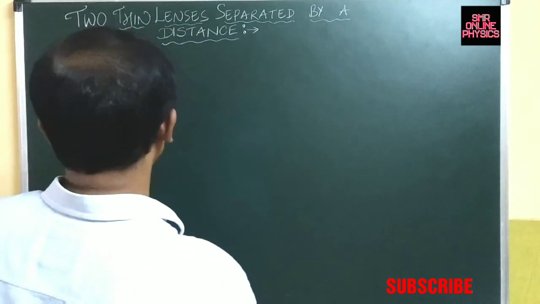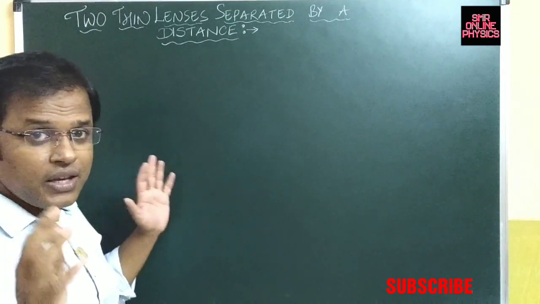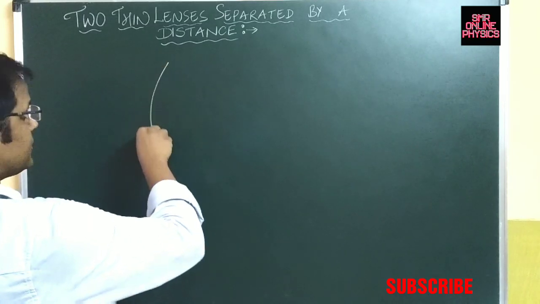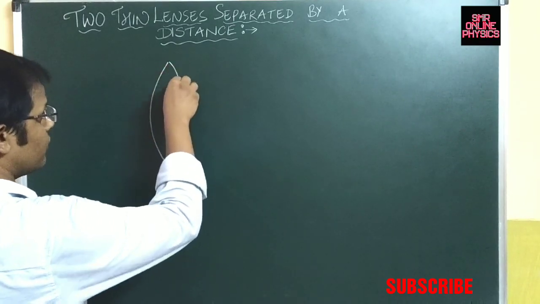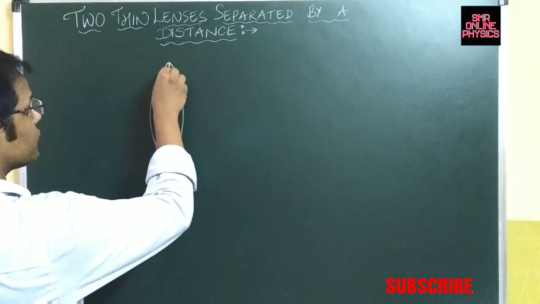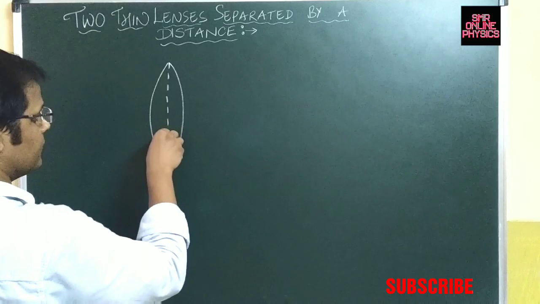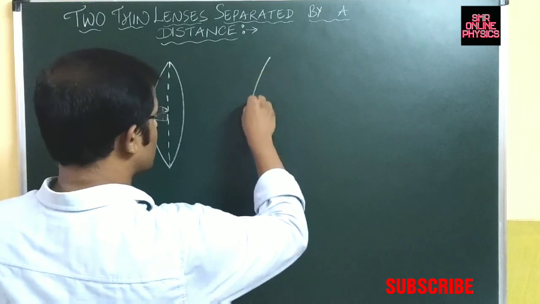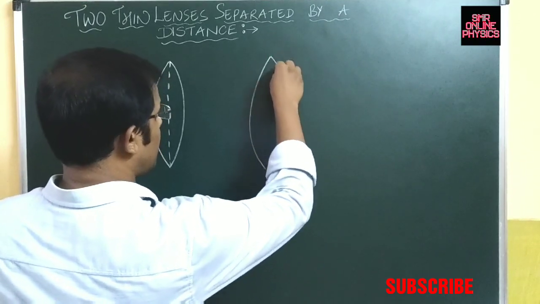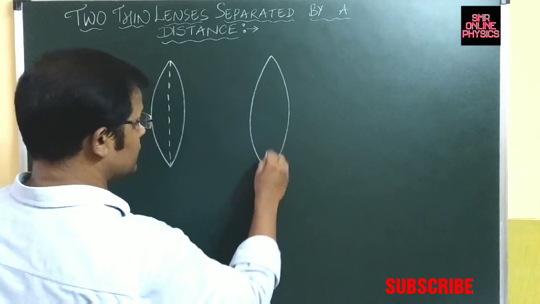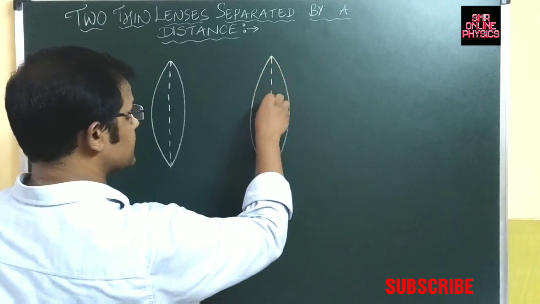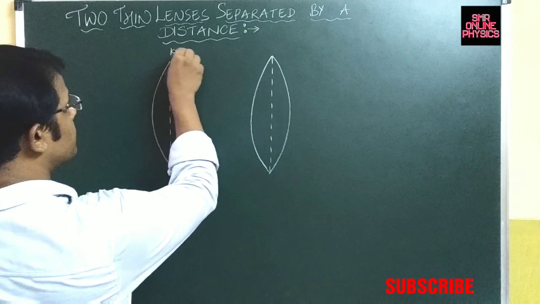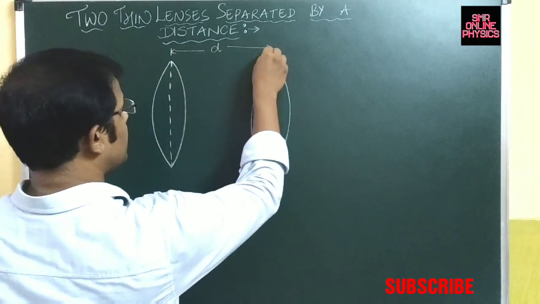Let us see how it all exactly happens. It all begins with a very neat, clean diagram, so take that point seriously. This is your first lens, a convex lens of certain focal length f1, and a certain distance away there is another convex lens, which may have a different focal length also. These are two thin lenses separated by a certain distance. Let us say the distance of separation between the two lenses is d.